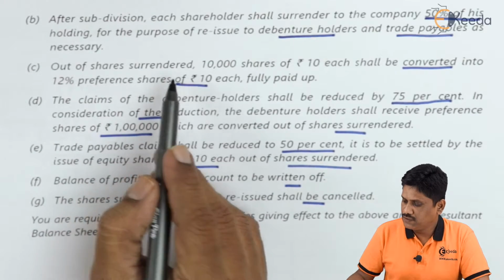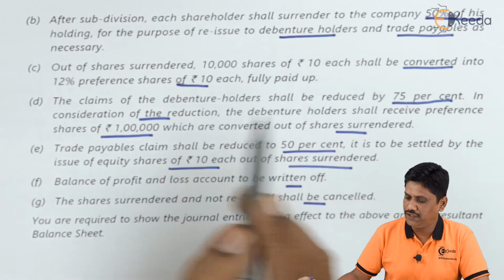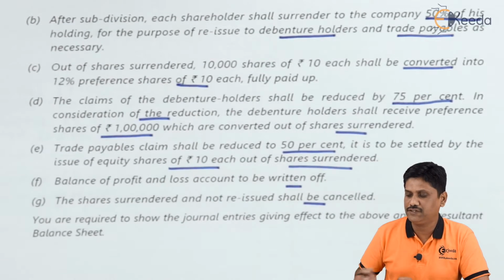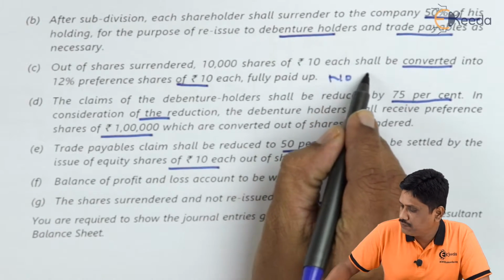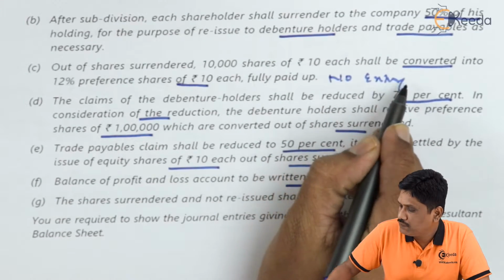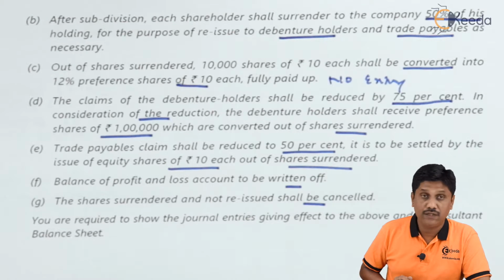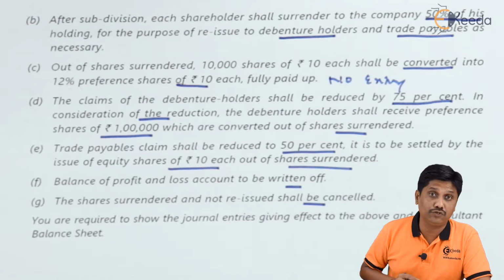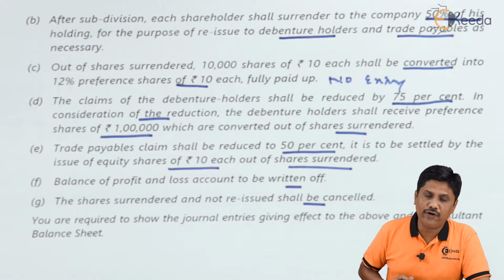Out of surrendered shares, 10,000 shares of rupees 10 each shall be converted into 12% preference shares of 10 each. For this we will not record any entry. It is merely an information. Means now when we reissue those shares as preference shares, we will directly credit preference share capital. For now there will not be any entry. Let us see the next transaction.